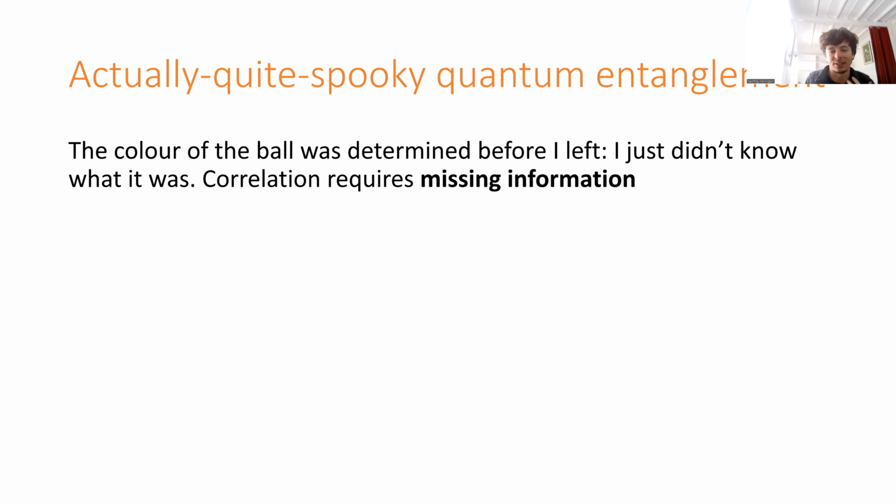So yes, in that slide, the color of the ball was determined before I left, determined locally by which ball I put in which box, and then they got separated apart in space. But there was nothing weird. The correlation just comes from the fact that I was missing some information before I looked at what was in the box.